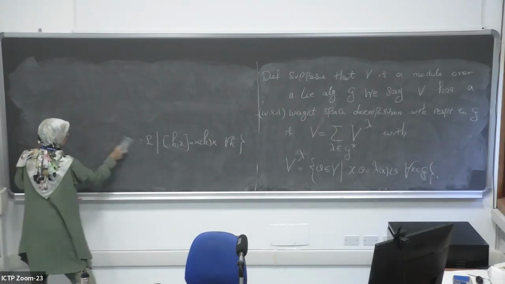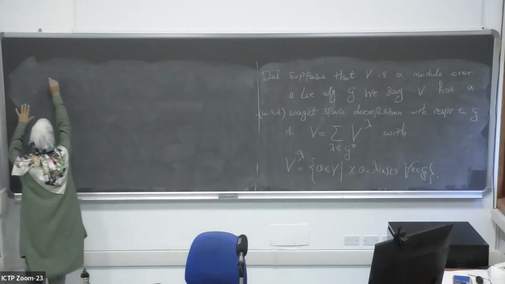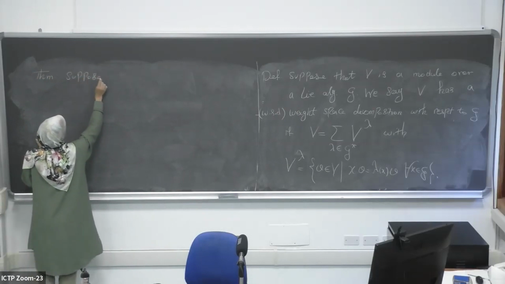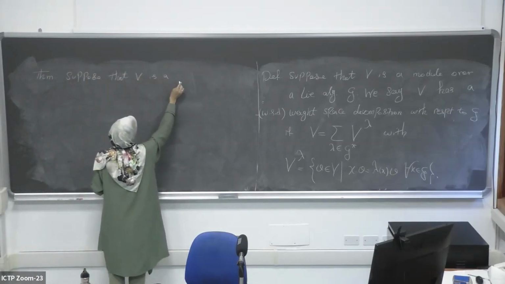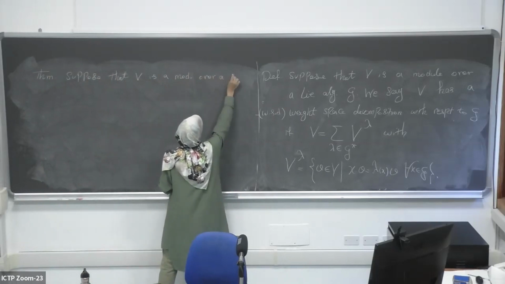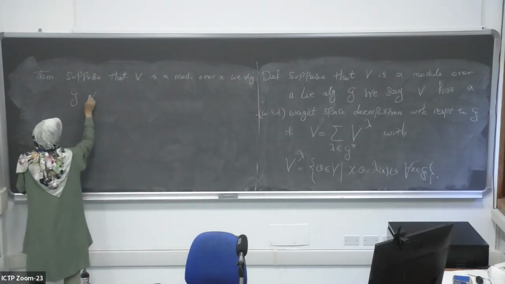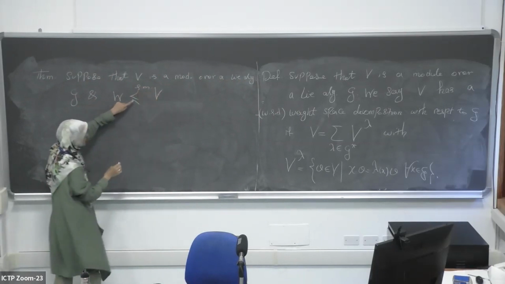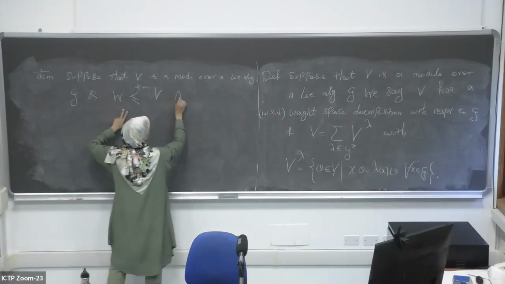Let's look at a theorem. Suppose that V is a G-module. It is a module over a Lie algebra G. And W is a submodule of V. I use this notation for submodule. Okay?